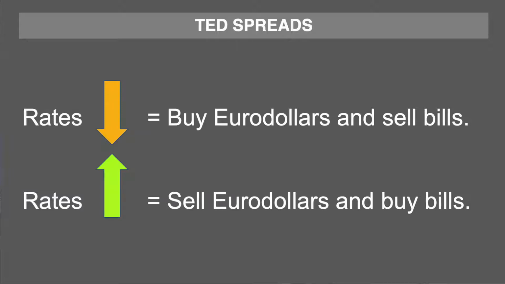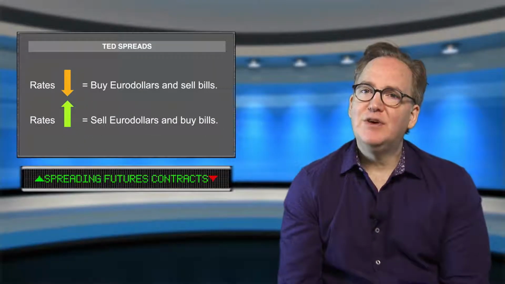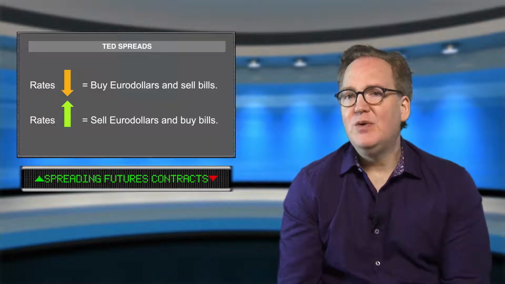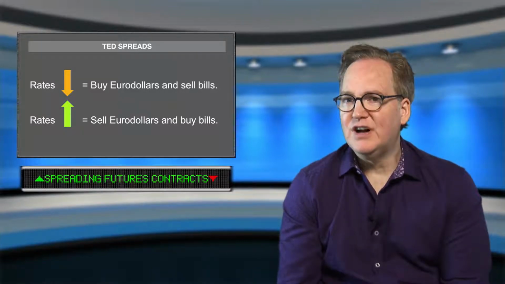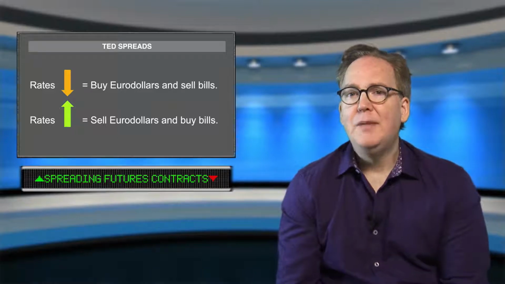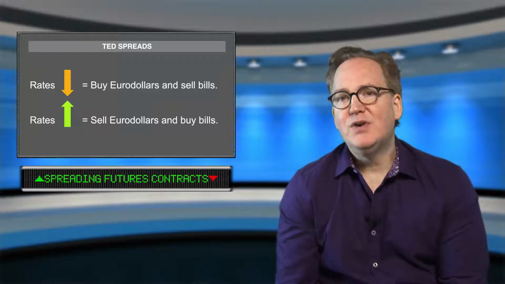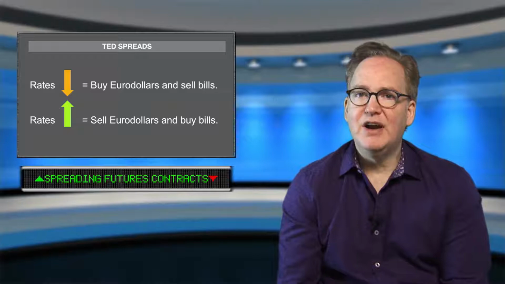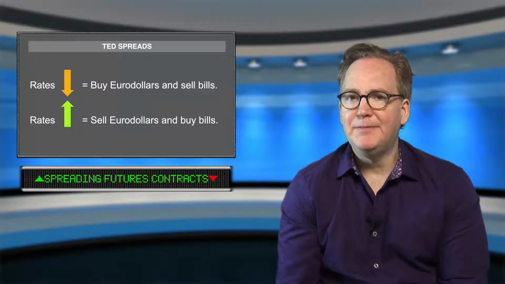Now, if we thought rates were increasing, we would want to sell Eurodollars and buy Treasury bills. If rates are going to increase, the value of the Eurodollar future contract would fall by more than the Treasury bill contract, thereby creating a profit for the speculator.